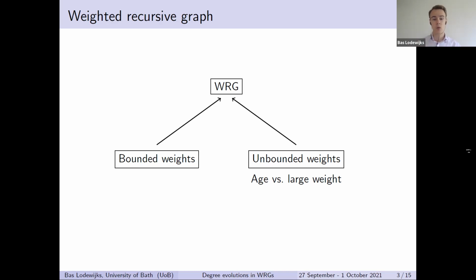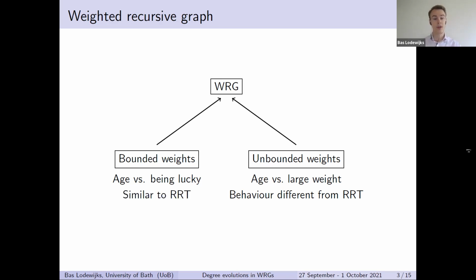And this is behavior that is quite different from what is observed in the random recursive tree. When weights are bounded, the behavior is mostly determined by age versus being lucky, where being lucky means that a vertex is able to have its degree significantly outgrow its mean degree. And this is behavior that is very similar to the random recursive tree.